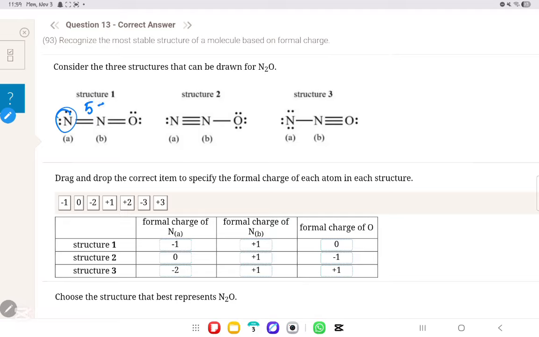I will subtract from it the number of surrounding electrons. So 1, 2, 3, 4, 5, and 6. So 5 minus 6 is minus 1. So this is the formal charge. And then you need to do the same exact process for every single atom and you will get the answer for all of them.